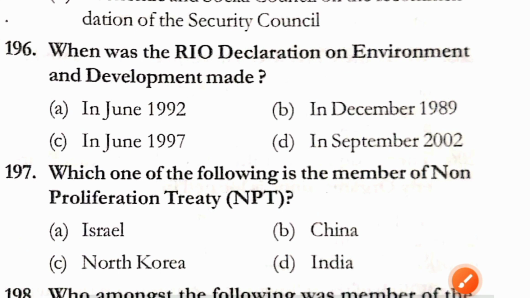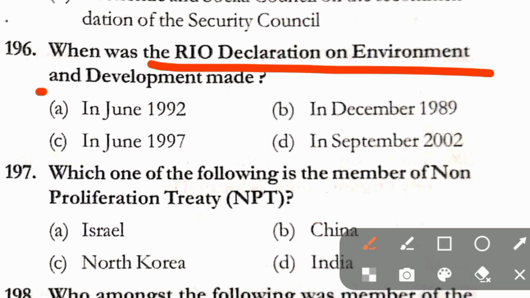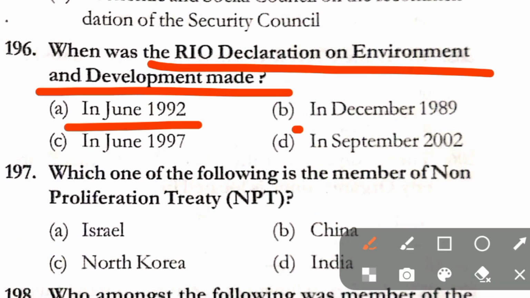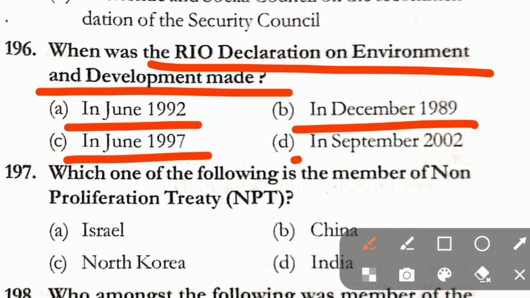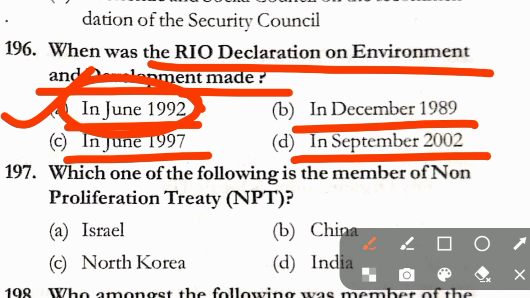Question number 196. When was the Rio Declaration on the Environment and Development made? Option A, 1st June 1992, in December 1989, in June 1997, in September 2002. Correct answer here is option A, that is in June 1992.